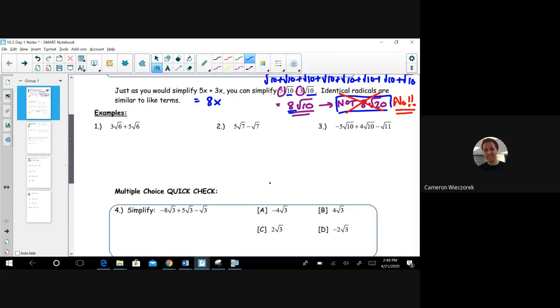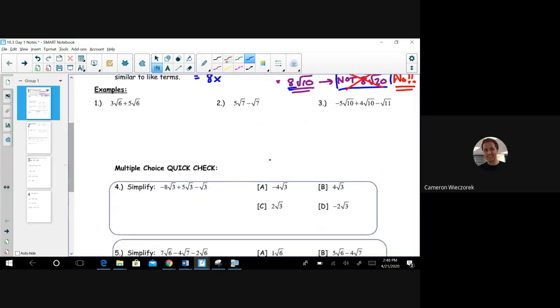So some examples. You always have to make sure they have the same number under the radical before you add them together. I can't take something like 2x plus 3y and add it together. Same rule. I wouldn't be able to take 2 rad 2 and add it to 3 rad 3. That would be as simplified as I could make it.